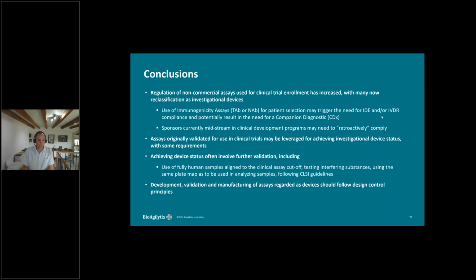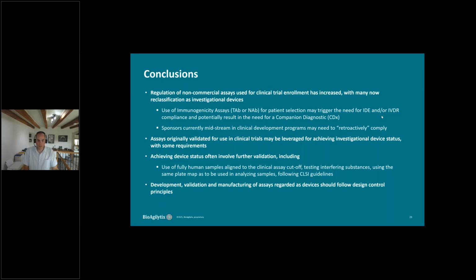We've seen that assays that are originally validated for use in clinical trials provide a very strong basis and can be leveraged for achieving investigational device status and complying with the IVDR requirements. But there are some additional add-ons in validation, some requirements there. Achieving this device status often involves further validation, and we've seen from both Luke and Marco, the use of fully human samples aligned with the clinical assay cutoff is often a need.